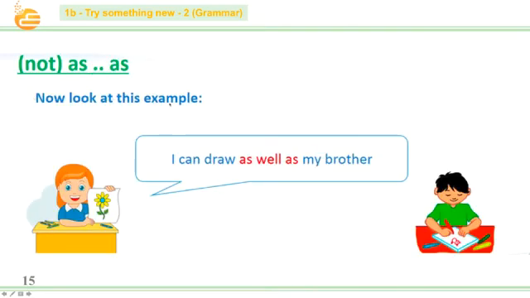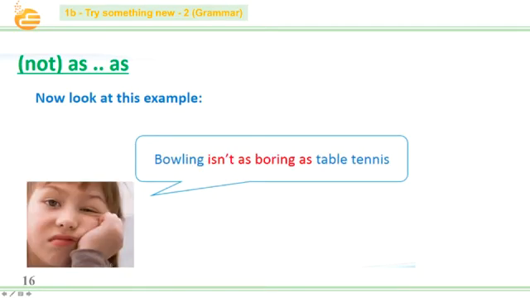Now look at this example. I can draw as well as my brother. As well as my brother. Okay? I can draw as well as my brother. Okay? The same.